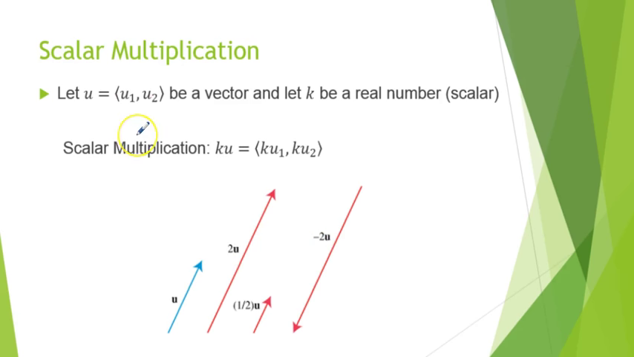But scalar multiplication, just think of it like distributing through any other set of parentheses. You need to take the number out front and multiply it by each piece of the vector.